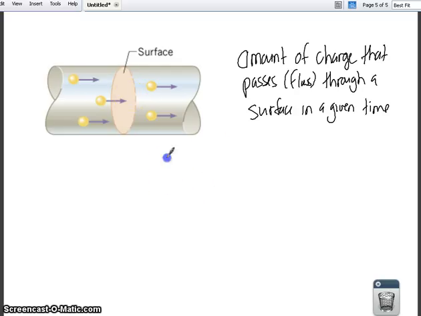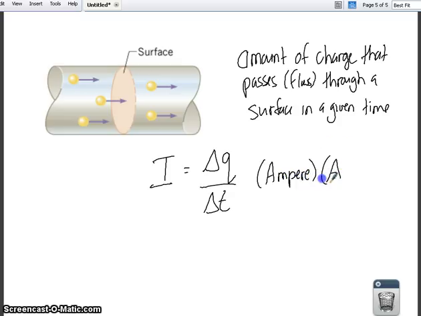So the formula we have for current is I. I is current. I am not sure why. Current is defined as the change in charge over the change in time, charge per time. This has a unit of the ampere, or the symbol A for short. So we have amps, the unit for current. So current is charge per time, and if we want to solve for charge, it would be current times time.